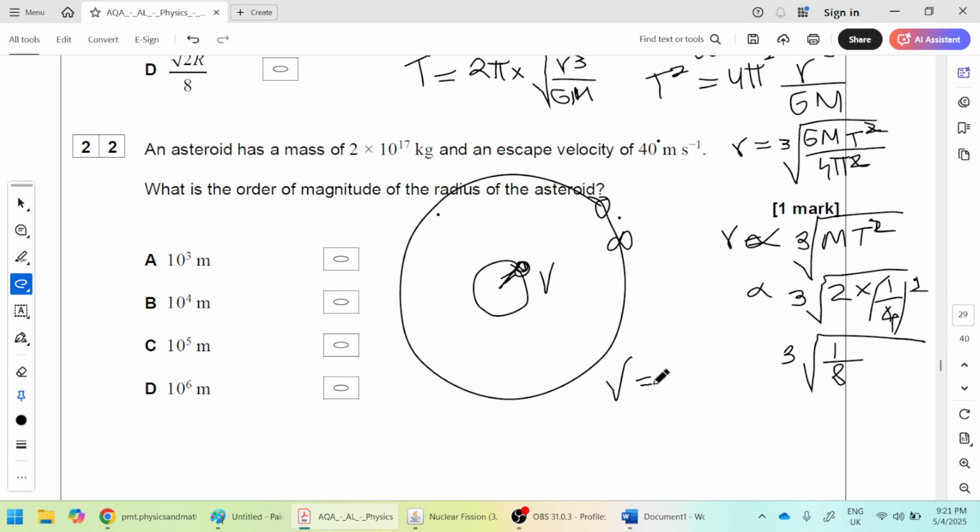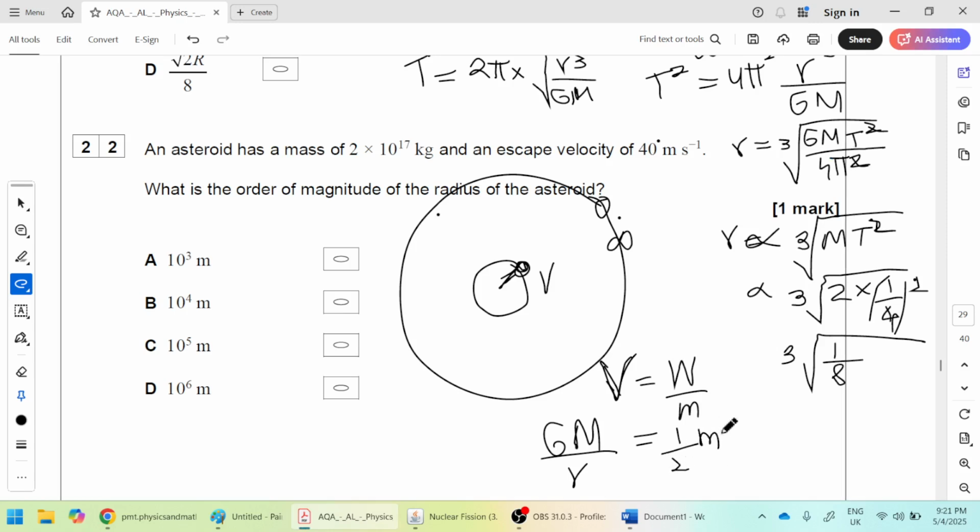V is equal to the work done per unit mass because it's a gravitational field, not an electric field where it's Q. So work done is kinetic energy. Mass is given. Order of magnitude of the radius of the asteroid: V is equal to GM over r, and escape velocity is given.